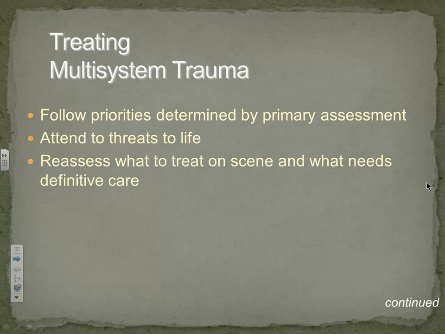Next, what to treat on scene and what needs definitive care. What will we treat on scene? A, B, C. Anything that'll kill your patient right away. Everything else, all that splinting stuff, you're going to do en route. They need definitive care. This is where we say we've got 10 minutes on scene, and it moves very, very fast. You're going to stabilize them. You're going to do your ABCs, your rapid trauma assessment, put them on a long spine board, and everything else you're going to do in the truck.